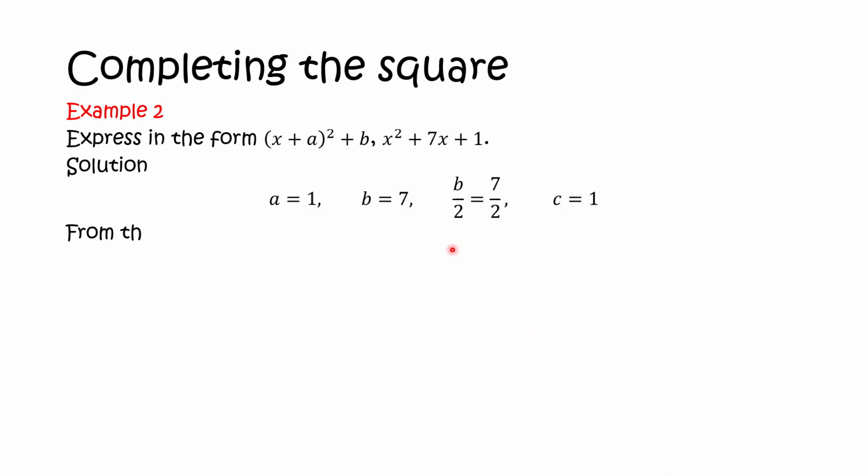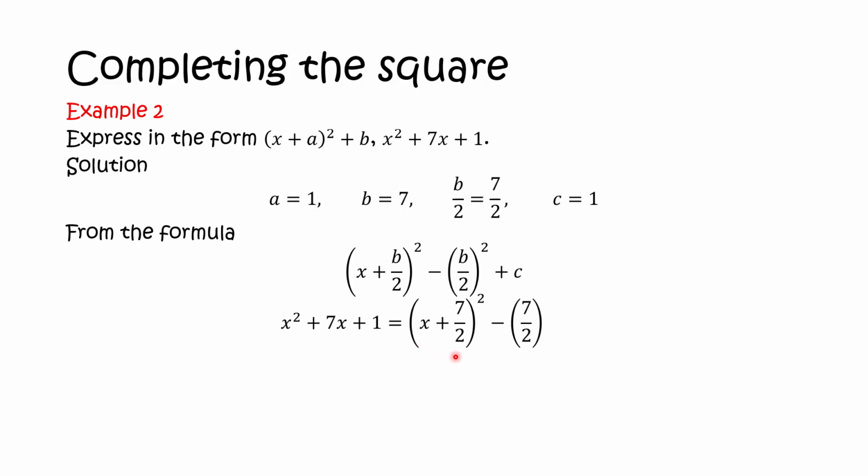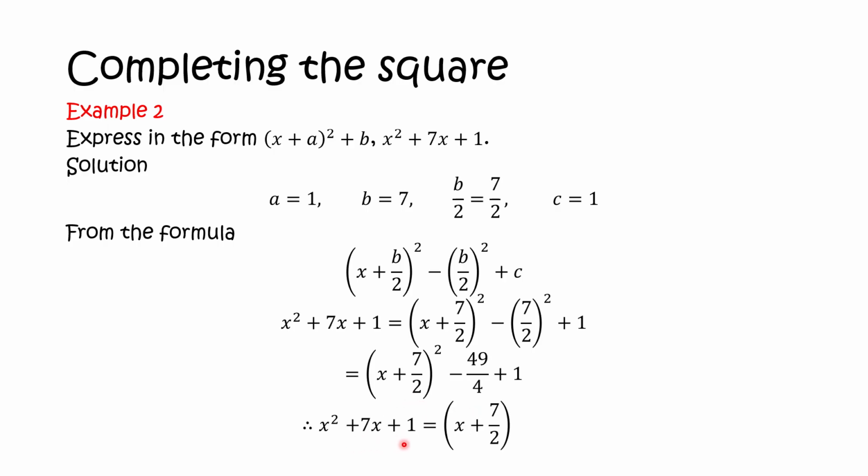Recall from the formula that we substitute, so that we have (x + 7/2)² - (7/2)² + 1. Whether the sign is positive or negative in the first parenthesis, we would always subtract the square of that half. Simplifying further, we eventually get (x + 7/2)² - 45/4.